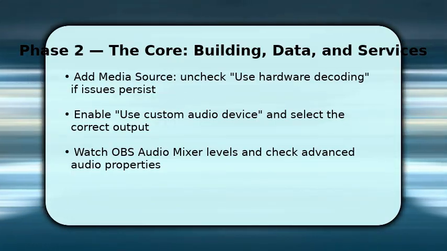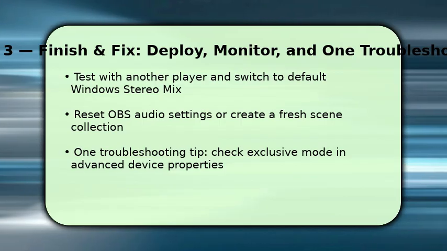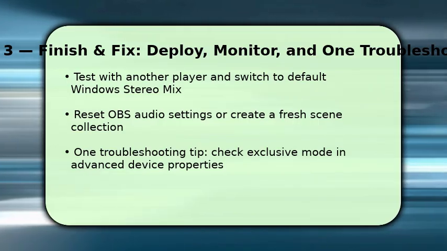Finish by testing. Play the same file in VLC or your browser to confirm it produces sound, and then try switching OBS to capture Windows Stereo Mix if available. This consolidates system audio. If problems persist, reset OBS audio settings or create a fresh scene collection to eliminate misconfiguration.